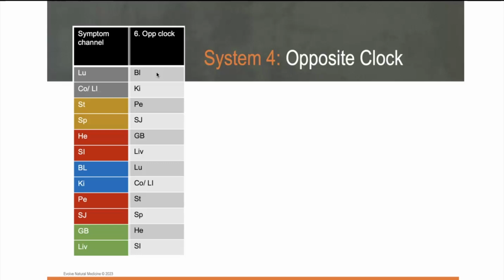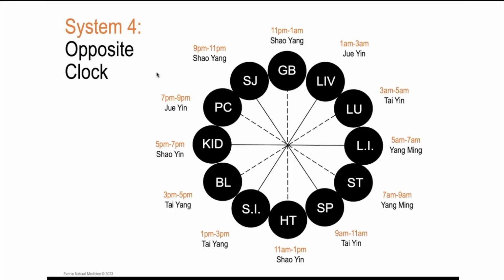So when we're looking at the opposite clock, we're looking at this situation. Essentially, if we're looking at, say, the lung channel, which is in that first section, it will be balanced by the bladder channel, which is the opposite. So 3 a.m. to 5 a.m. is Tai Yin, 3 p.m. to 5 p.m. is Tai Yang bladder. And so that's how it's balanced.